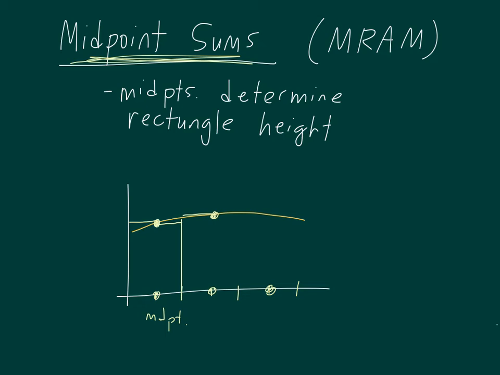Notice that depending on what your curve looks like, some of it might be above it, some of it might be below it. So here the height of your rectangle is determined by the midpoint value. That just simply means you go up until you hit the midpoint. So this height of the rectangle is determined by the midpoint.